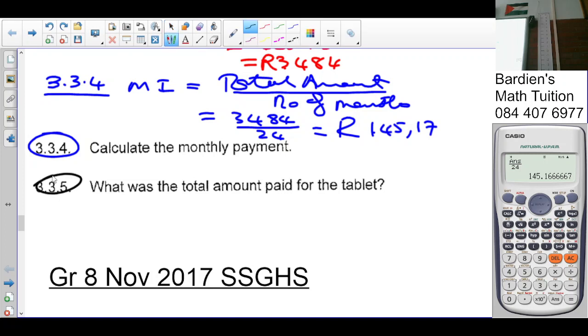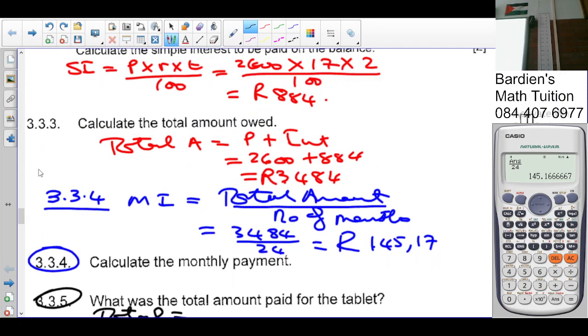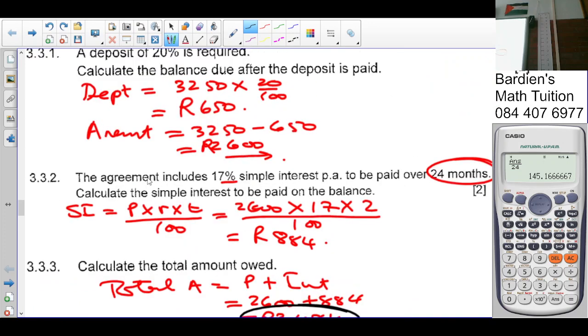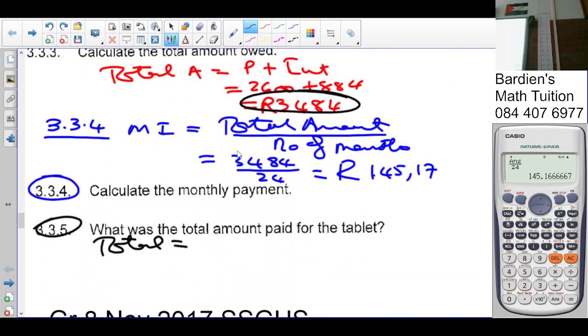So the total amount paid is going to be the total amount on the loan, that is what needs to be repaid, plus the deposit that was paid. So that is the total that he pays for the tablet. Can you see that? He pays the deposit and the monthly installments together, and that is the answer they want to know. So 650 Rand plus 3,484 Rand.